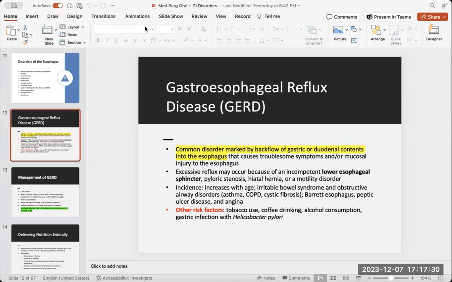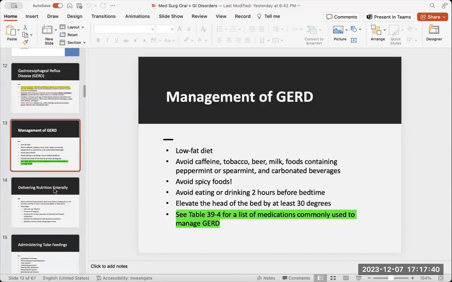But anyway, so yeah, like I said, GERD causes reflux, right? It causes some of that heartburn, that pain feeling because that lower sphincter is open. And these are the common risk factors. So I would note tobacco use, coffee drinking, alcohol consumption, and H. pylori. So, how do we manage this, right?